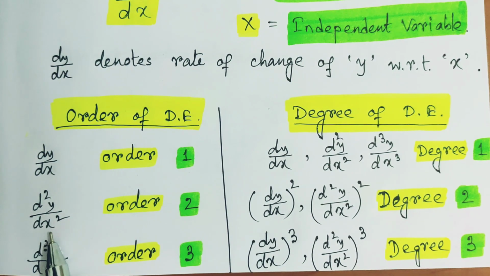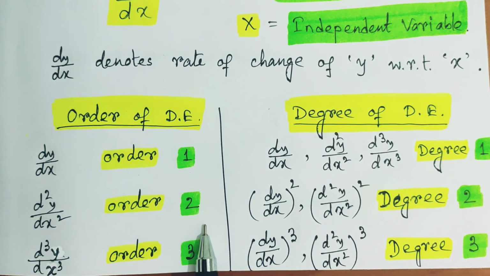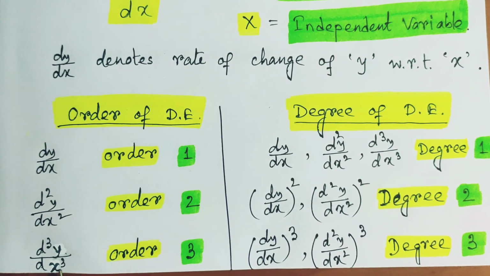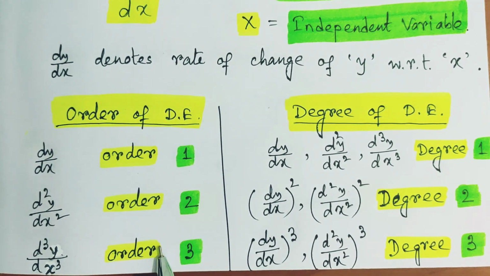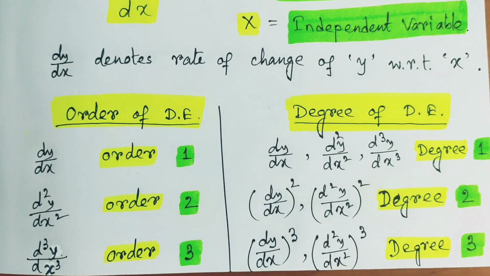If in the entire equation the highest order derivative is d²y/dx², then the order of the differential equation is 2. If it is third order, then the order of the differential equation is 3. So in this way, by the highest order derivative involved in a differential equation, we can identify what should be the order of a differential equation.